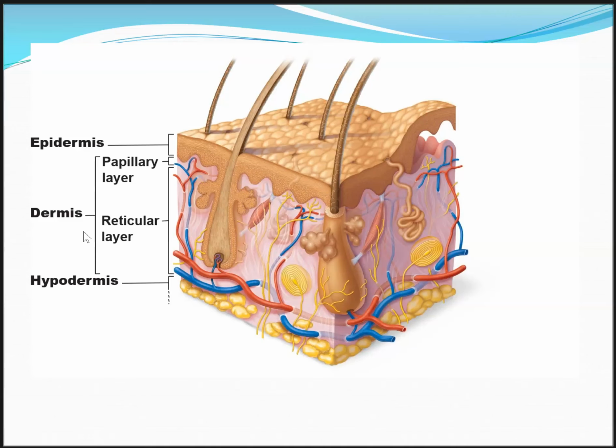The hypodermis is the bottommost layer of the skin, and it contains a lot of adipose tissue. They help in providing a layer of protection, and they help in maintaining insulation in the body. So these adipocytes are very, very important in preventing our body from any shock.